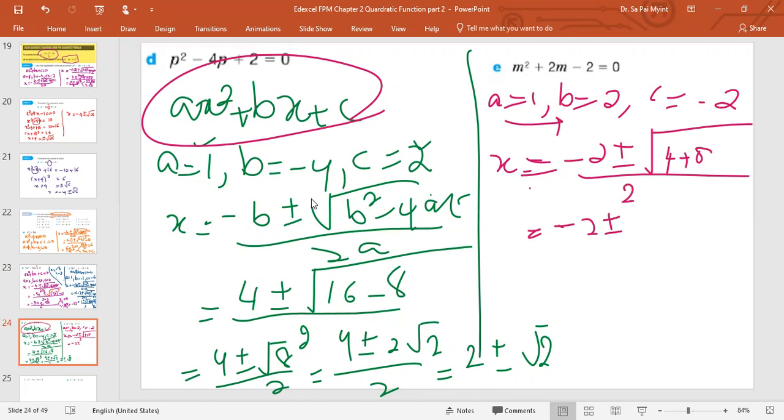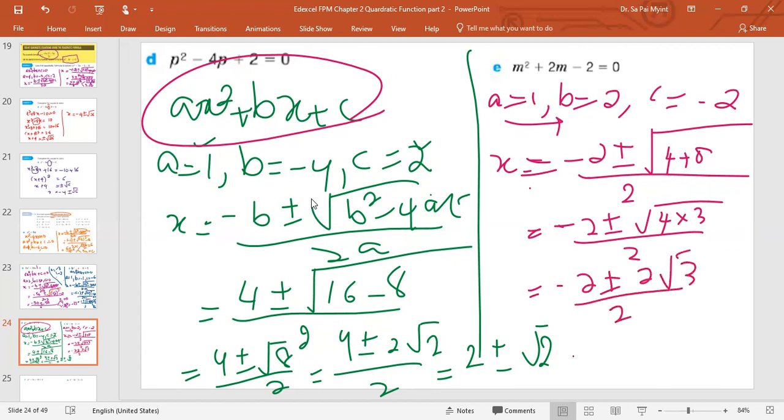Square root of 12 is here. You can factor 12 with a perfect square. What do you get? 4 into 3, divided by 2, equal to minus 2 plus or minus 2 root 3 divided by 2. What do you get here? Minus 1 plus or minus root 3. This is the solution for number E.